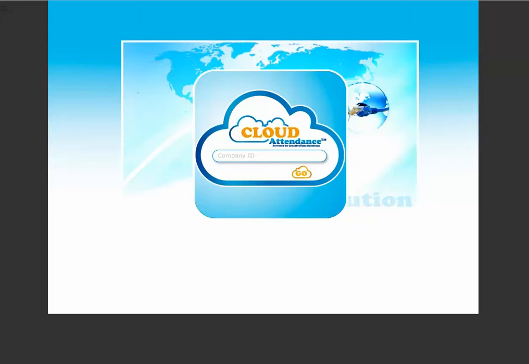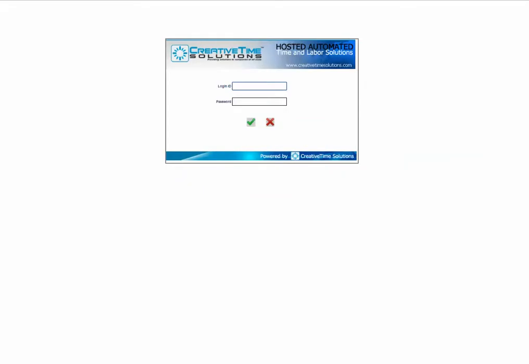In the first window, you're going to put in your company ID and then hit enter or go. In the next window, you're going to put in your login ID and password and then click the check mark. If you're entering the system for the first time, you'll be asked to enter your email address.